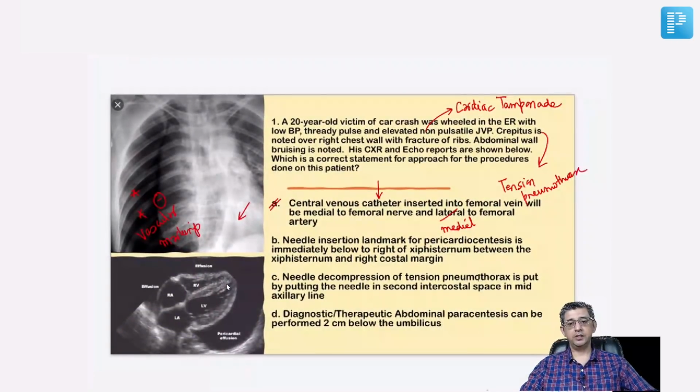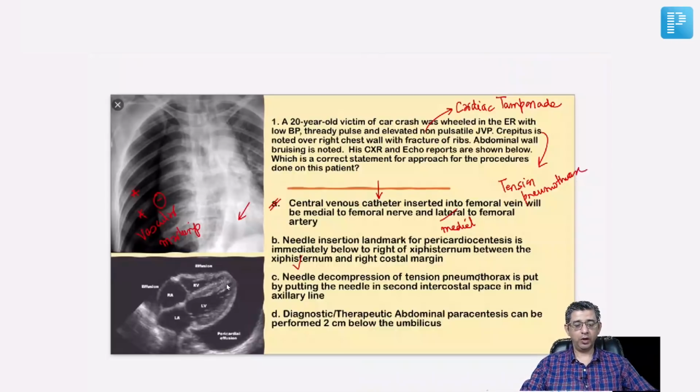He says the needle insertion landmark for pericardiocentesis is immediately below and to the right of the xiphisternum, between the xiphisternum and the right costal margin. Now here the problem is with the wording, because when you're doing a pericardiocentesis, everybody knows that you will have a xiphisternal approach. But the problem in this particular statement is that you are approaching it to the right of the xiphisternum. Rather, we should be approaching it from the left of the xiphisternum.